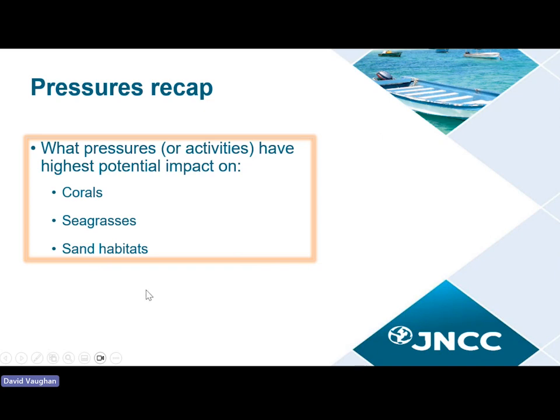So we just thought we'd have a quick recap, because I'm going to start talking now about the pressure side of things, but this is kind of what was covered yesterday. Just in case anybody's had a rethink or new thinking on what pressures they think are most important to any of these three. And again, Adam, do you want to just?